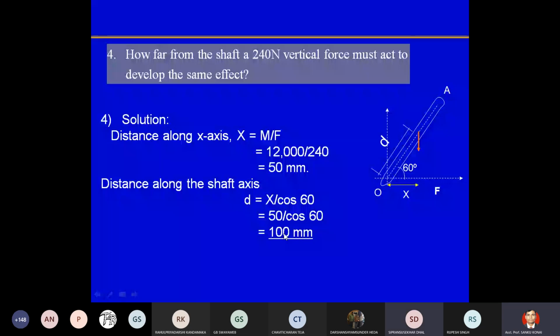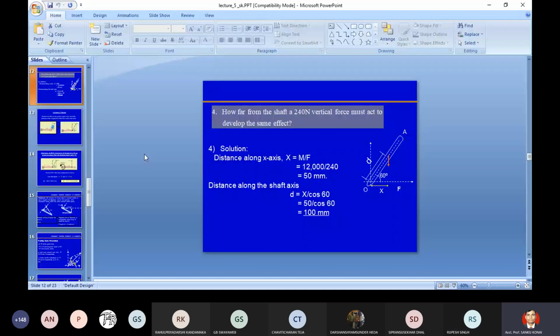Yes, sir. Okay. Fine. So this is how you have to solve. This is one question which is actually for the understanding of how moment is calculated.